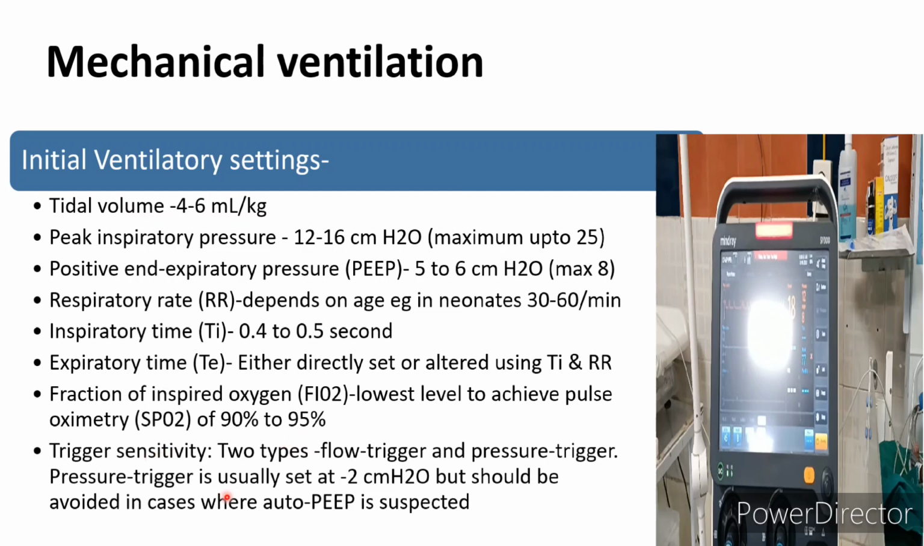Trigger sensitivity has two types, flow and pressure trigger. Pressure trigger usually we set at -2 centimeter of water, or we should avoid it if auto-PEEP is suspected.